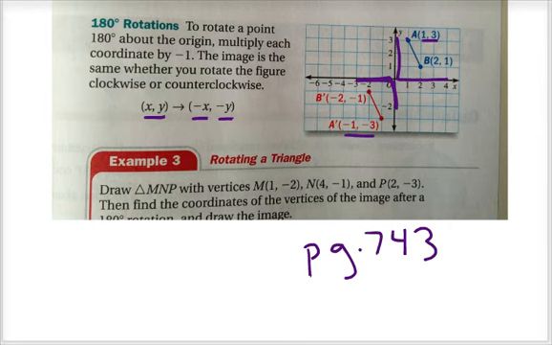There are some good examples in there, but for what we're doing, as long as you've got down how to find the degree of rotation, how to notice whether it's counterclockwise or clockwise, and the center of rotation, you're doing fine.